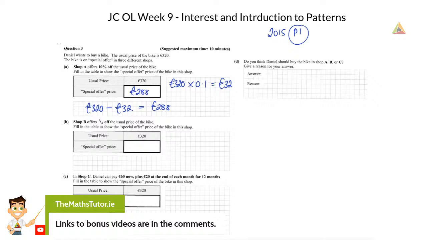Shop B offers a quarter off the usual price of the bike. Fill in the table to show the special offer price of the bike in this shop. So a quarter is 25% or 0.25. So we need to get 25% of 320.